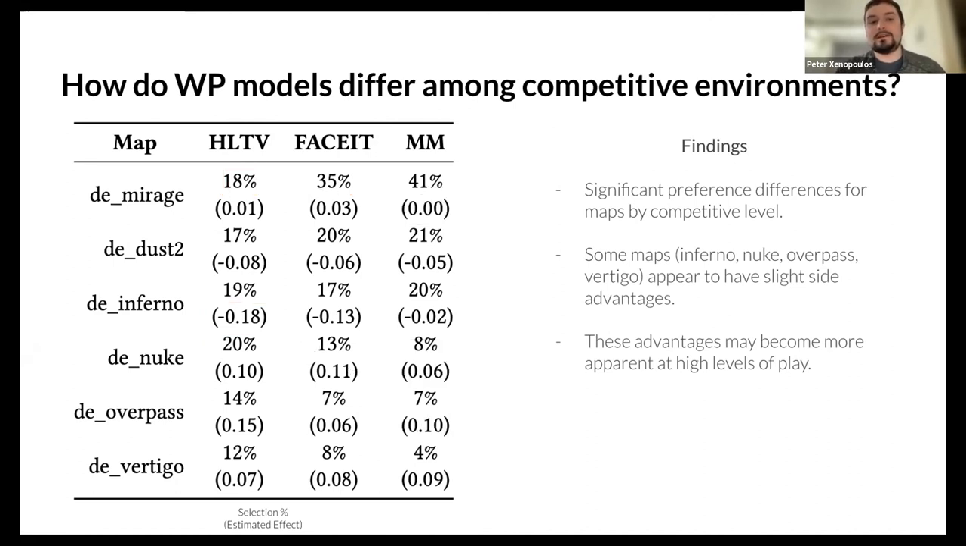And what's interesting here is we see that for particular maps, this benefit is quite stark. So for example, Inferno is much more T-sided in pro games than it is in amateur games. And this also kind of confirms general community opinions of these maps too.